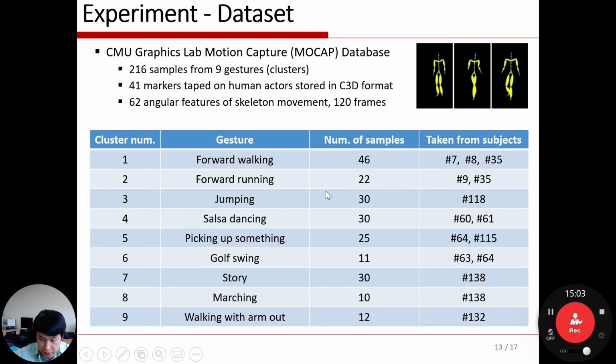The dataset we have used in this experiment is the motion capture dataset generated and released by CMU. Among all the datasets, we selected 9 gestures, which consist of 216 samples. And we consider only the C3D format, which consists of 62 angular features of skeletal movement. And we use the first 120 frames. This shows the specific details of the data we have used in this experimental study.